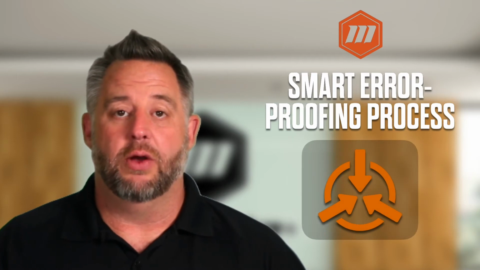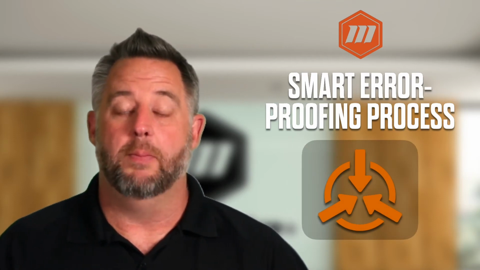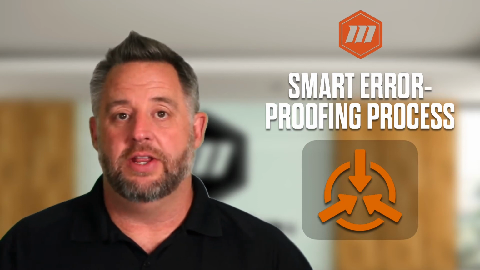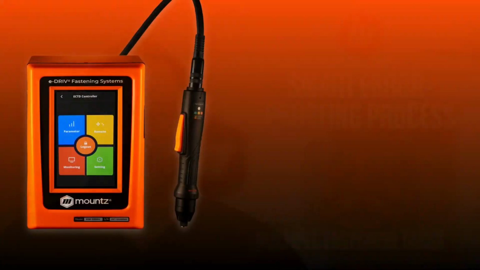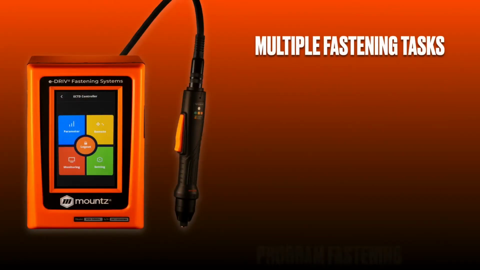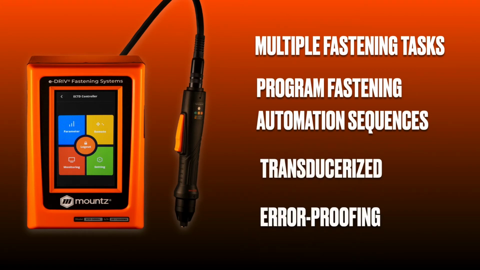And then finally, we can integrate all of these tools into the assembly line. And we'll look at that here in the demo portion of the presentation. So when we actually look at the tool itself, we do have the ability to have multiple different fastening tasks. This is going to give us the ability to create automated sequences for that. And we also have transducerized versions, as well as we just talked about, the error proofing process.